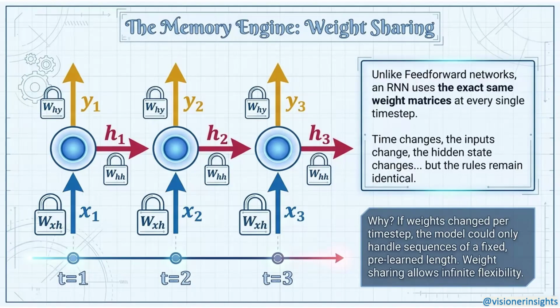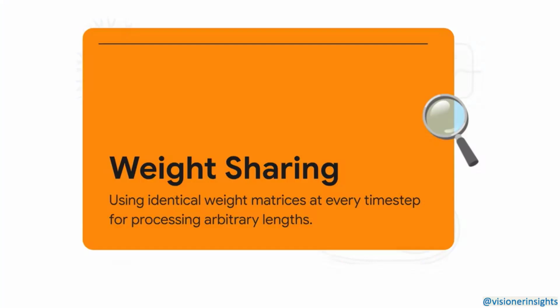Let's actually lock this definition into our own memory, because it's that important. Weight sharing is the practice of using the exact same weight matrices at every time step. Why is this such a big deal? Well, if the weights changed per time step, the model would rigidly break on new sequence lengths. It would only work for the exact length it memorized while training. Weight sharing gives the RNN infinite flexibility. Whether a sentence is 3 words or 30 words, the exact same fundamental rules apply.